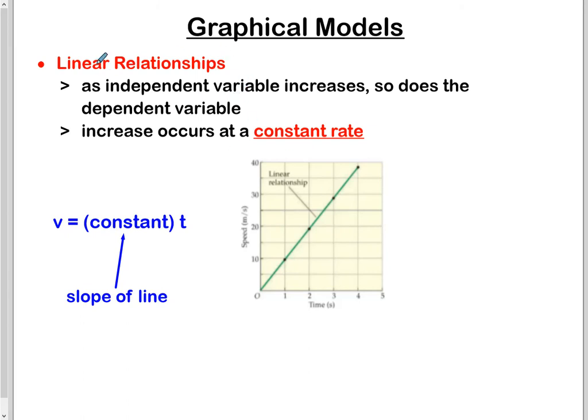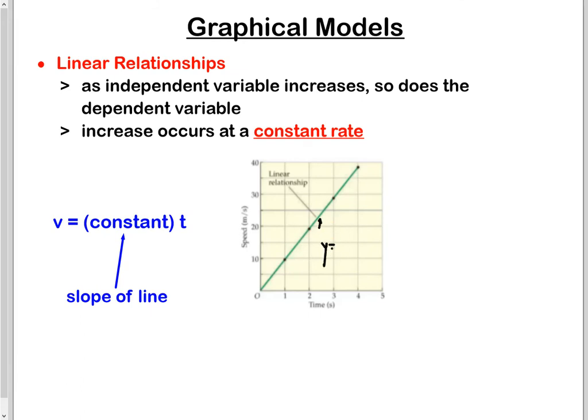The most common relationship we'll probably see all the time, all year, is our linear relationship. In linear relationships, as the independent variable increases, so does the dependent variable. As in this case, as time increases, so does speed. And because this is a relationship that I can draw a straight line through, or with the trend line, I'm going to get a slope, right? This line is going to have some slope.